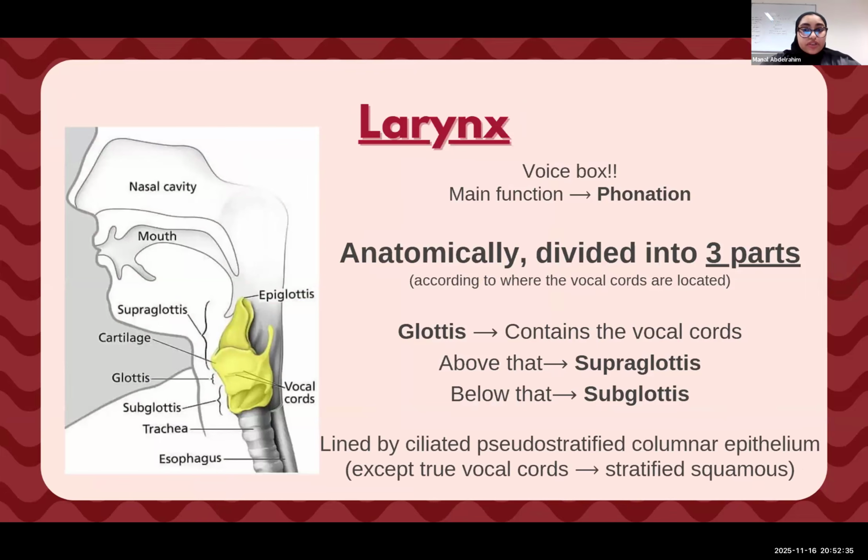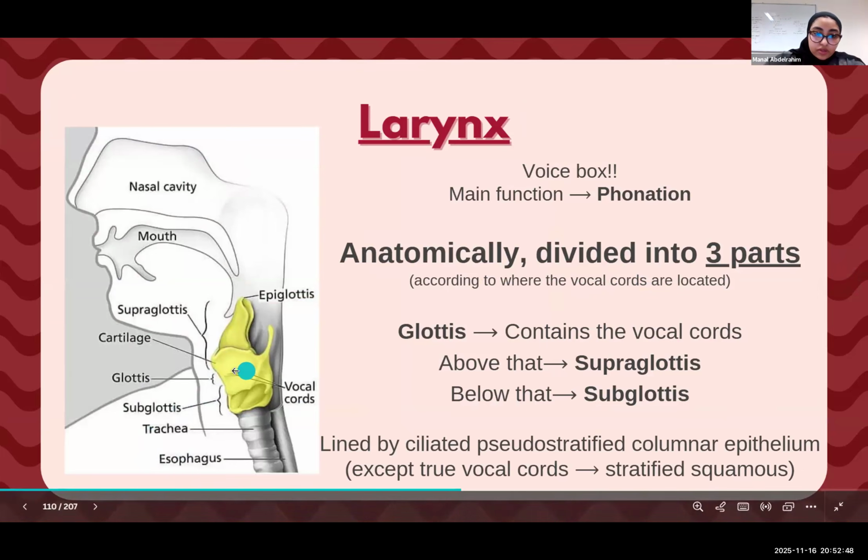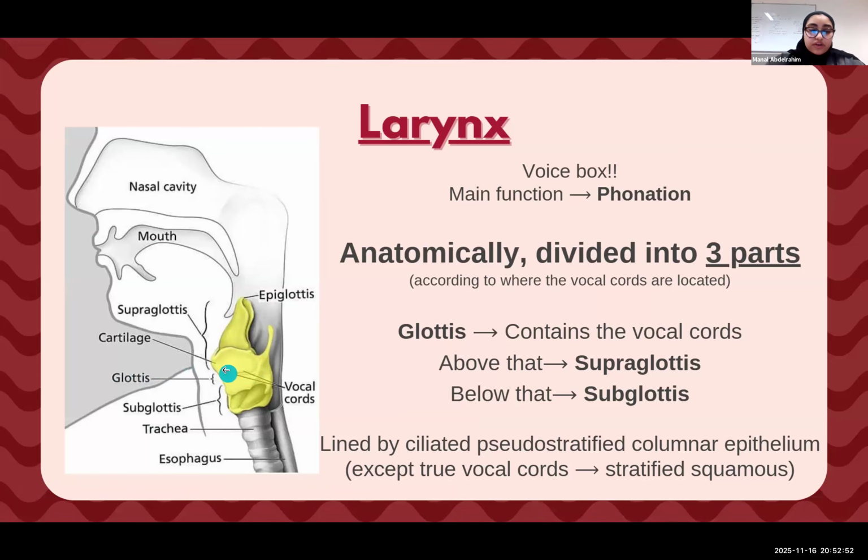For the larynx. Now, the larynx is basically our voice box. Its main function is phonation, and anatomically, it's divided into 3 parts. We said the main function is phonation, so we're going to divide it according to where the vocal cords are located. The vocal cords are located here in the glottis. And according to that, we divide the rest.